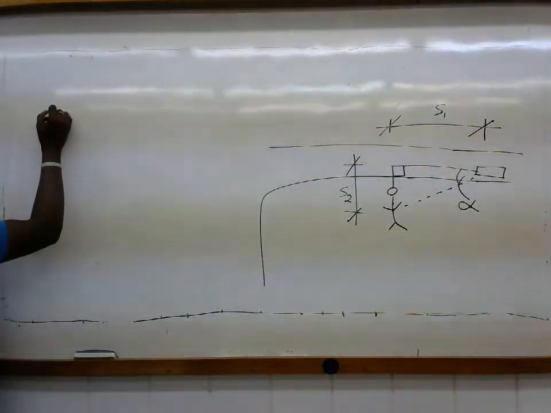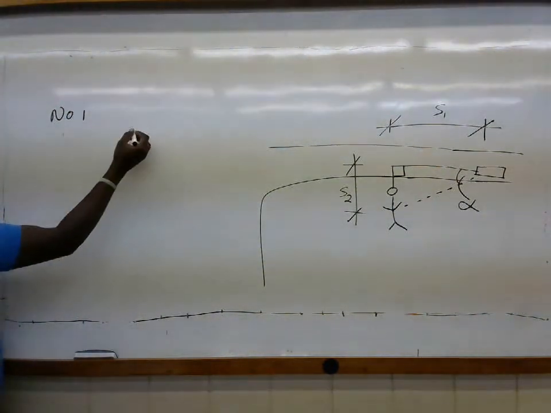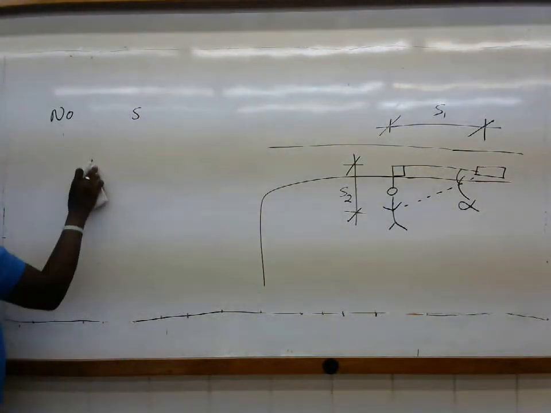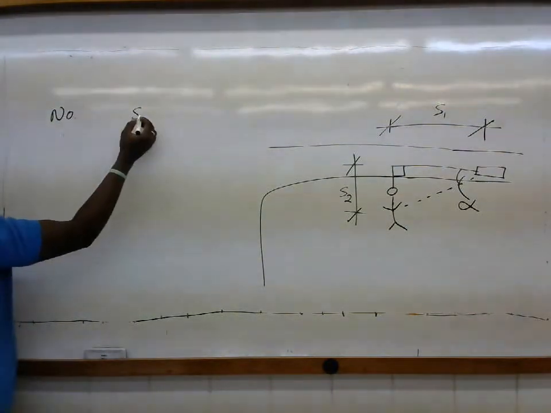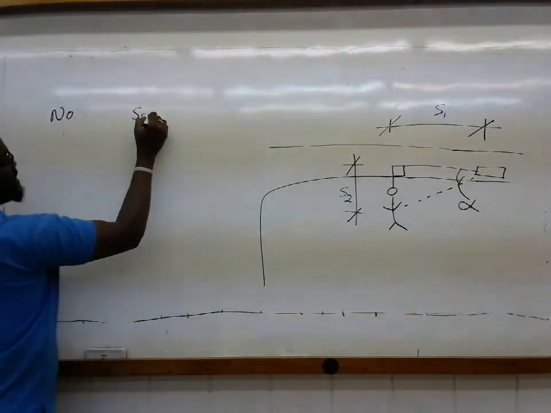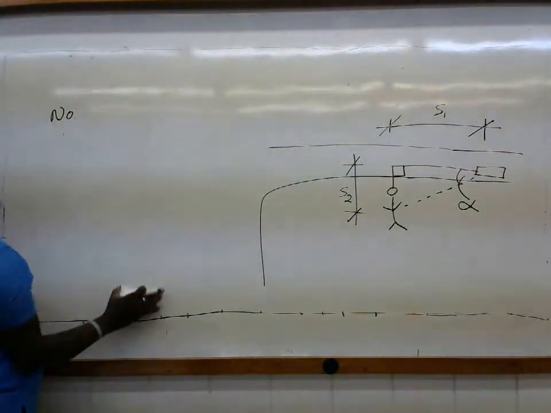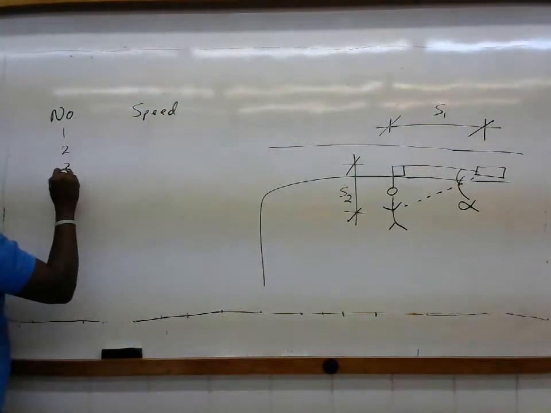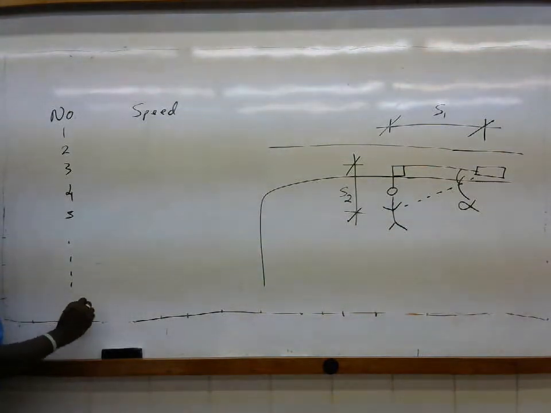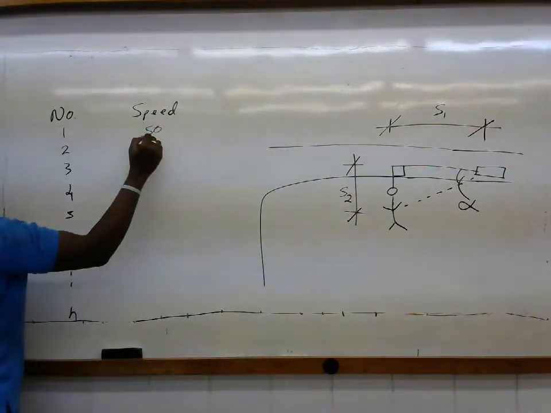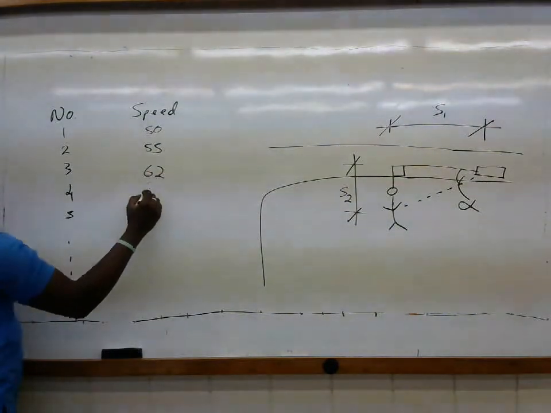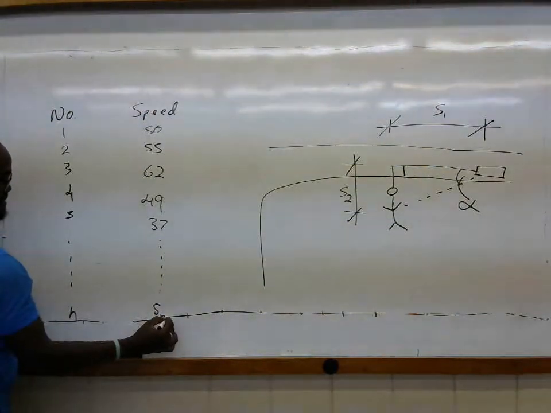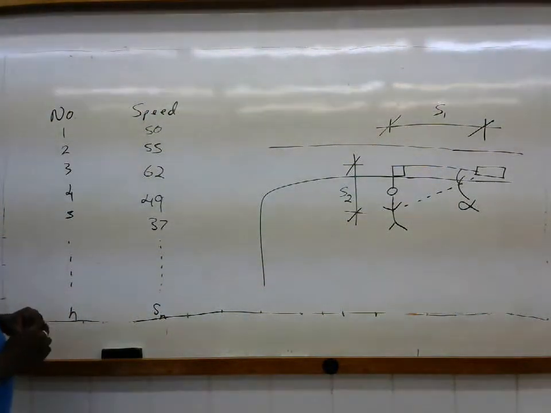The speed data would have been collected very simply using a basic table. Observation number and speed. So observation 1, 2, 3, 4, 5, all the way to n, and speed is 50, 55, 62, 49, 37, etc., Sn. Okay? So what do we do?